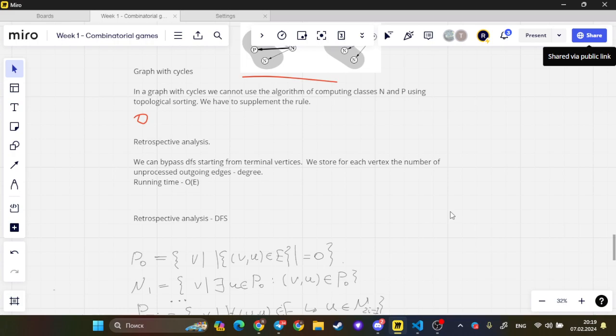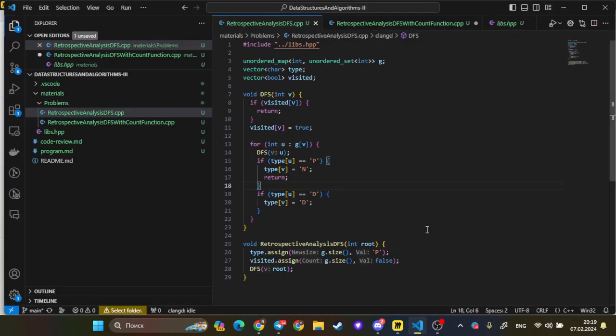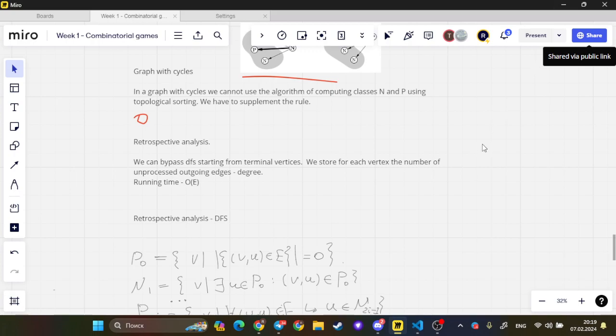In the previous lecture, we discussed retrospective analysis, and we implemented the DFS function. We split our vertex set into three groups, but we didn't discuss how the first player can win as quickly as he can.